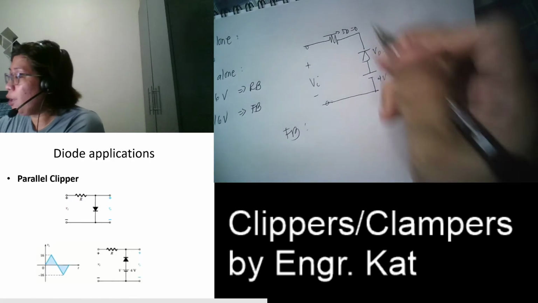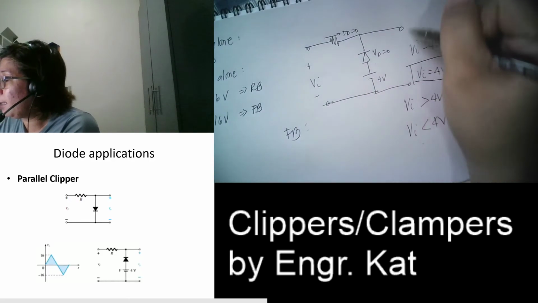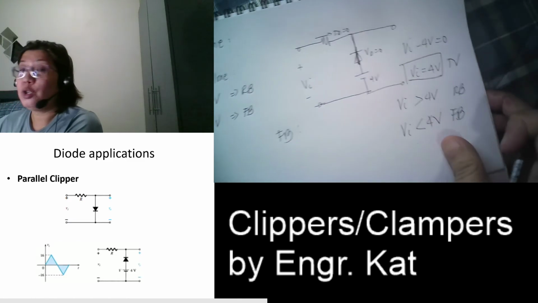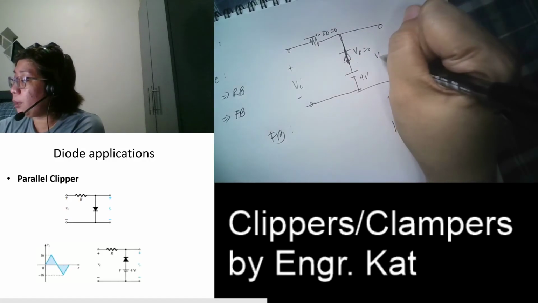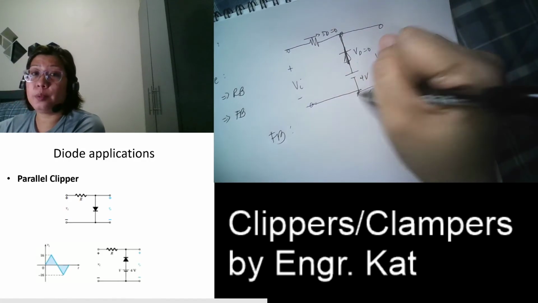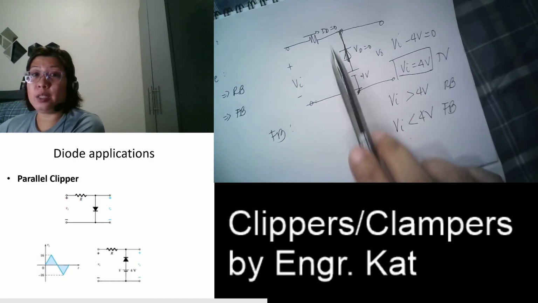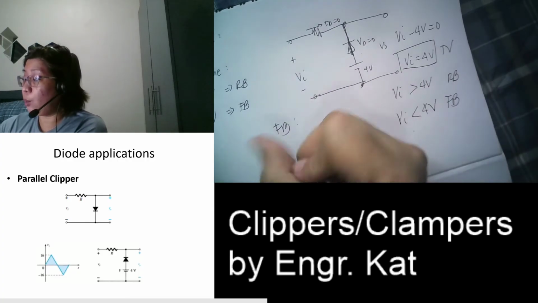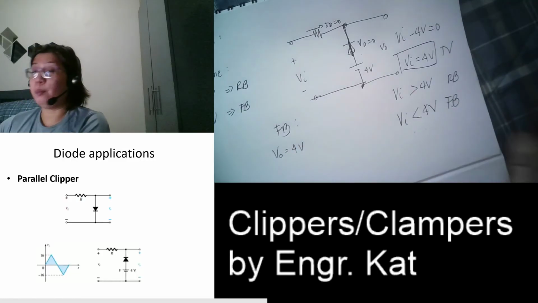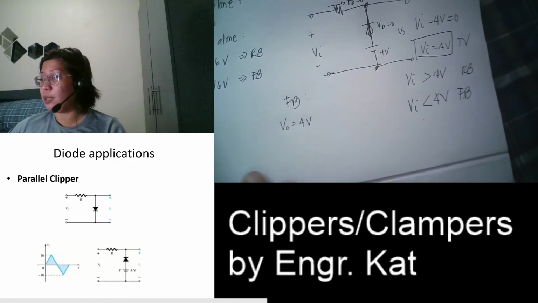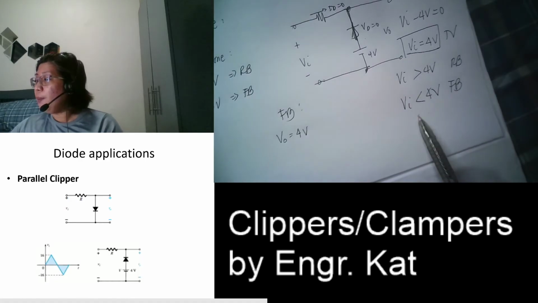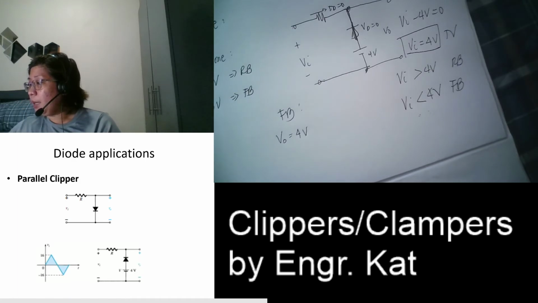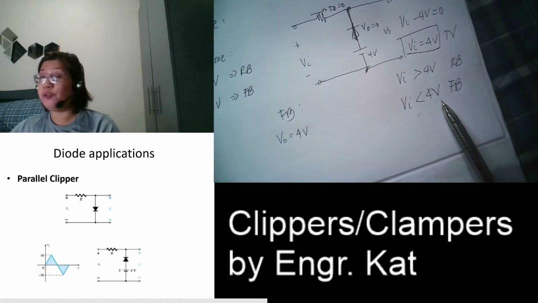When your diode is forward biased, what is your output? When your diode is forward biased, this means that your diode is shorted. So what is your output? Your output is in parallel with this branch. So since this is shorted, your output is equal to 4 volts during your diode is forward bias. And when is that? All that is lesser than 4 volts.